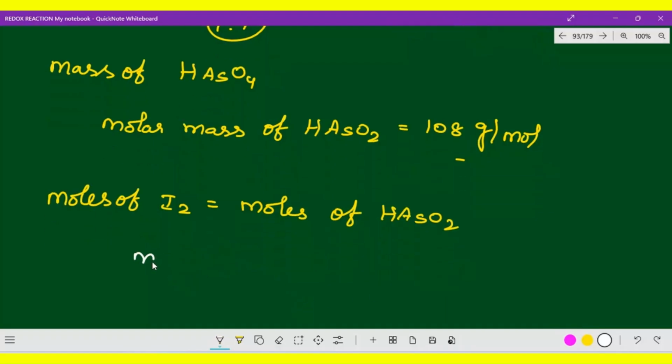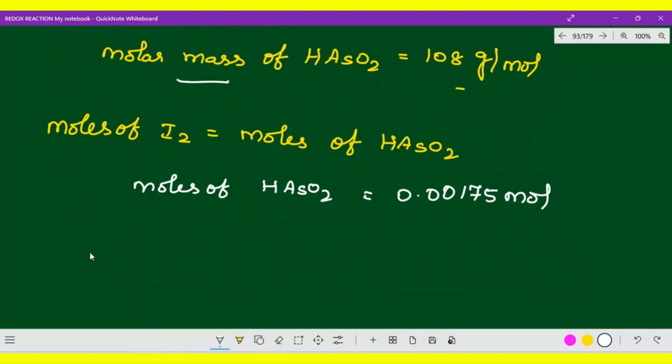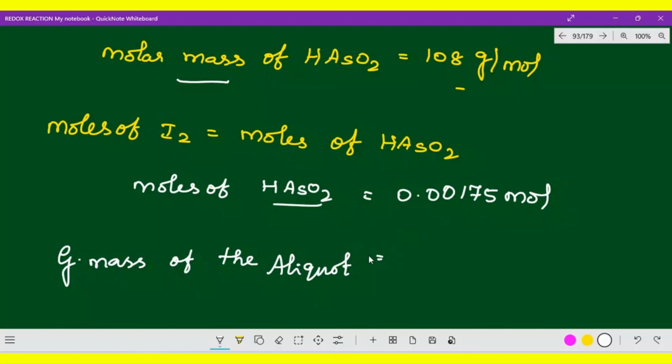So the same mole can be applied over here. The moles of HAsO2 is equal to 0.00175 mole. Now can we apply that value to identify the mass of the aliquot, that is the given mass of HAsO2, what they have provided in the question? Mole into molar mass, so we will get the given mass.